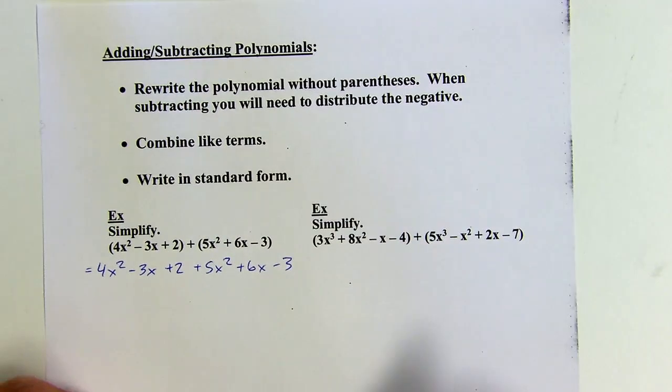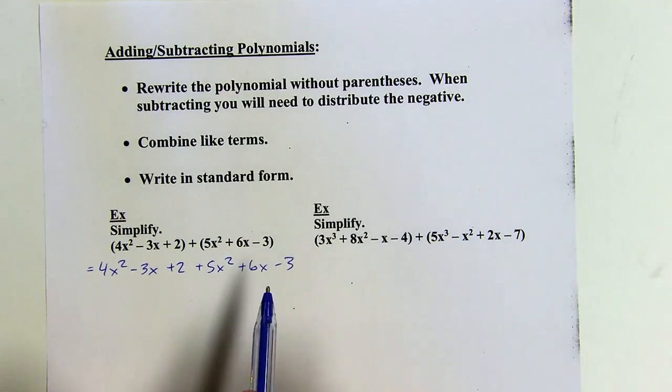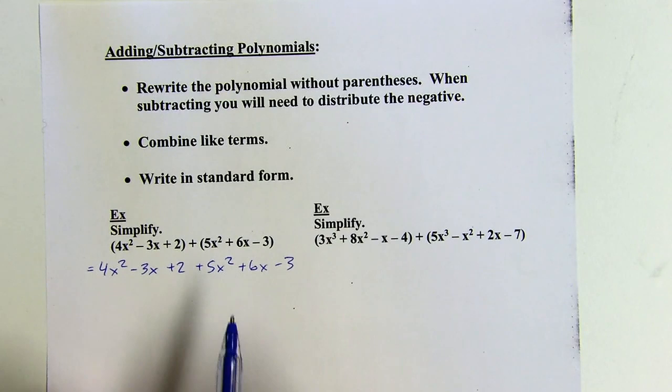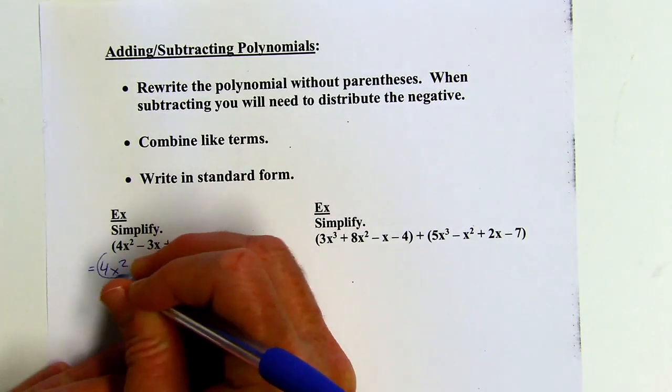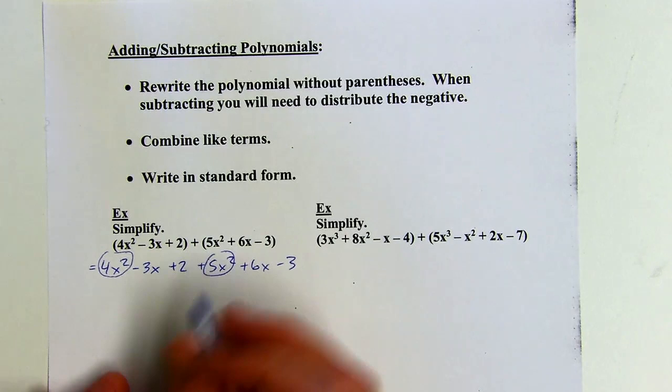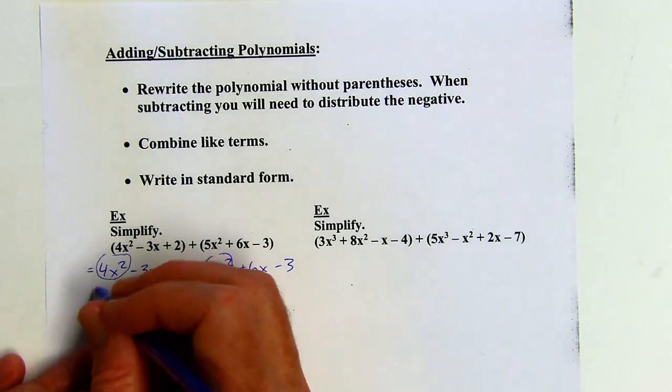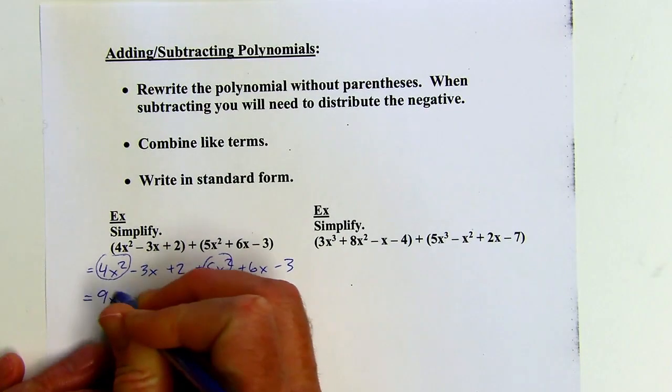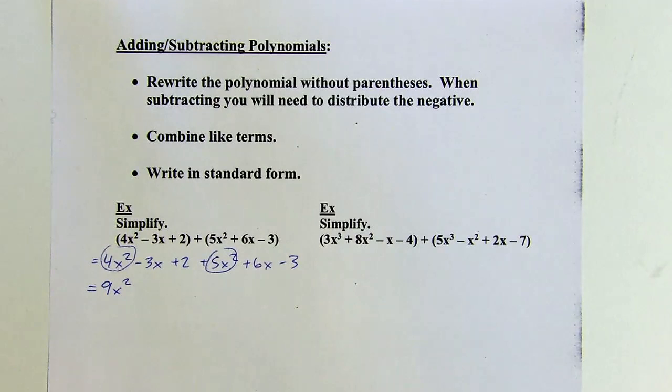And then what I want to do is combine the like terms. So I'm looking for the second degree terms, which would be these two. Those are like terms, okay? So I'm going to combine those. 4x squared plus 5x squared would be 9x squared. Got 4 of those plus 5 of those, okay?